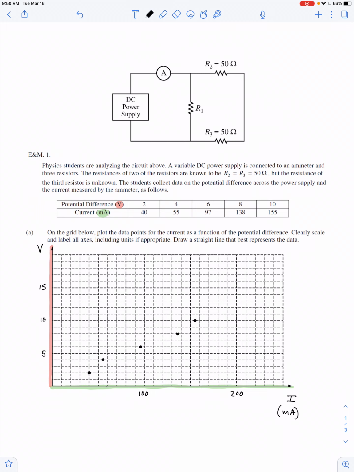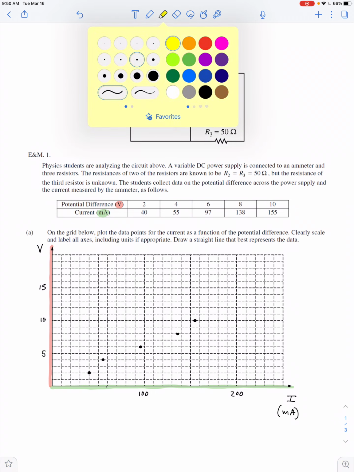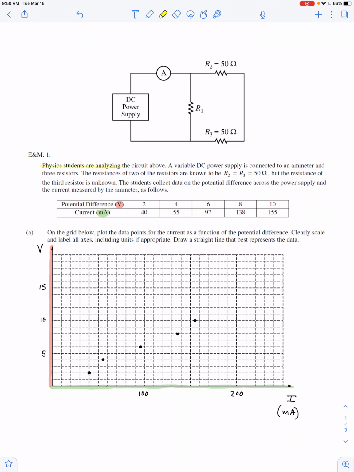Now, this says it represents a circuit that a group of physics students are analyzing. The power supply is variable, so it can be changed from 0 volts to 2 volts to 4 volts to 6. In fact, we see this data table, and that's exactly the case. The voltage has been increased and represents our independent variable going from 2 volts to 4 to 6, and as the voltage goes up, then the amount of current read in this ammeter also goes up.